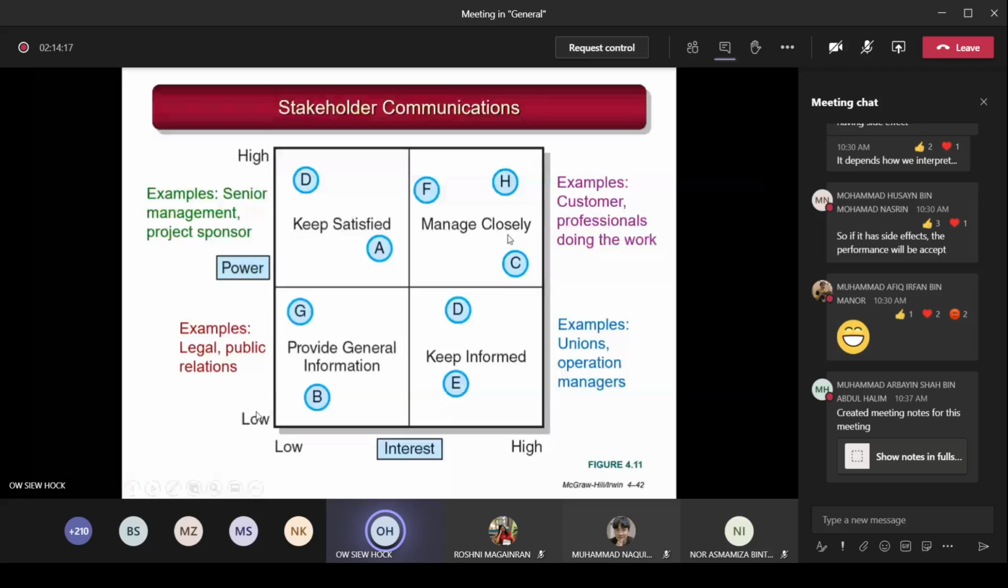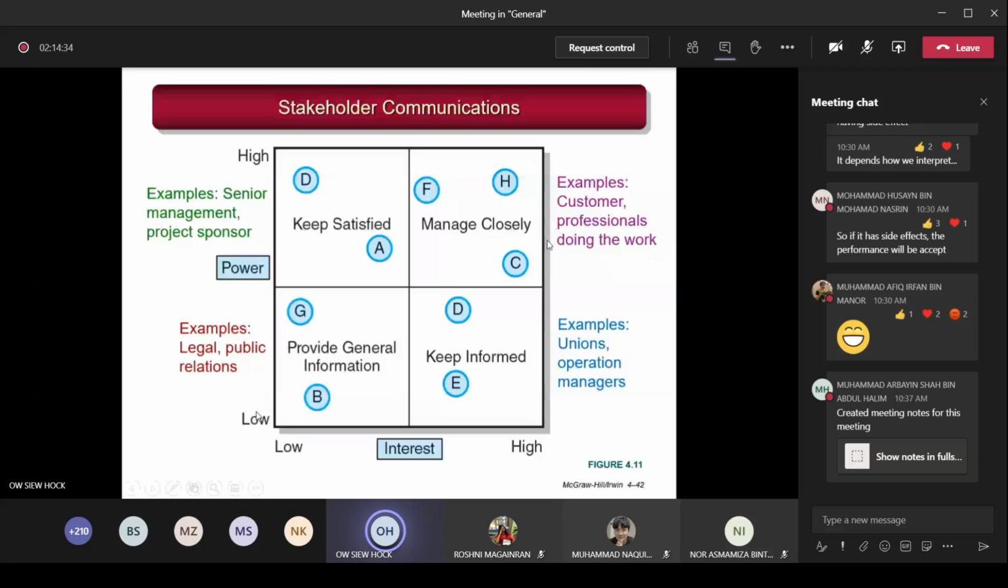Okay, and the last one is the very high power and very high interest. Okay, what's going on with the project? So you have to manage them closely. Of course, the customer wants to know what is happening. My project, when are you going to deliver to me? So they have very high interest. They want you to keep them informed about what is going on.